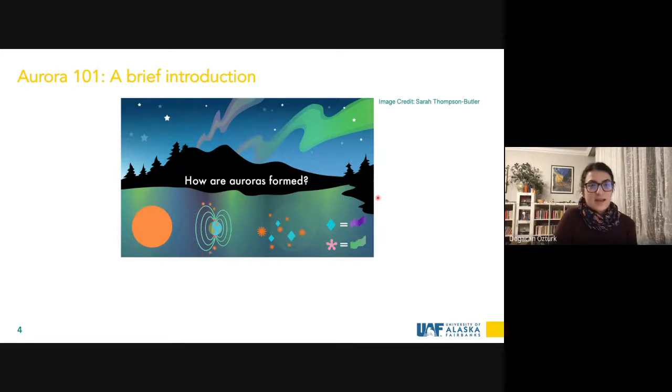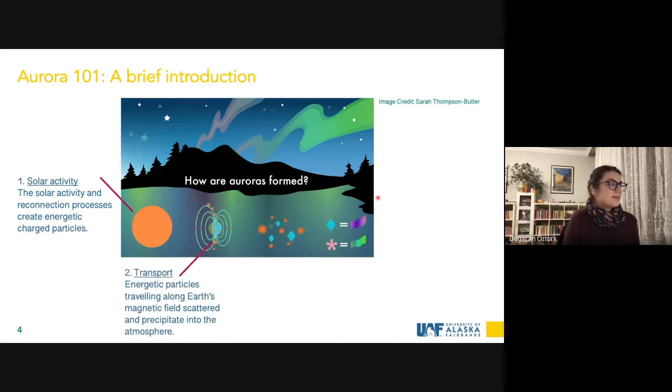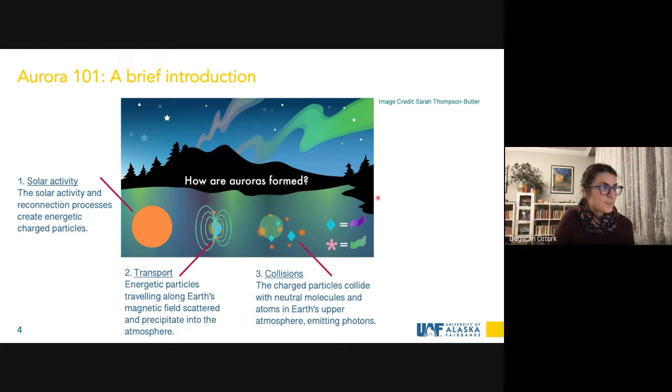Very briefly, aurora starts with solar activity. We have the constant stream of particles coming from the sun in terms of solar wind, or coronal mass ejections or solar flares, that emit charged particles into the interplanetary magnetic field. When these charged particles are in the vicinity of Earth, they start traveling along the magnetic field lines and are scattered into the Earth's upper atmosphere if they have a certain level of energy, which is the particle precipitation.